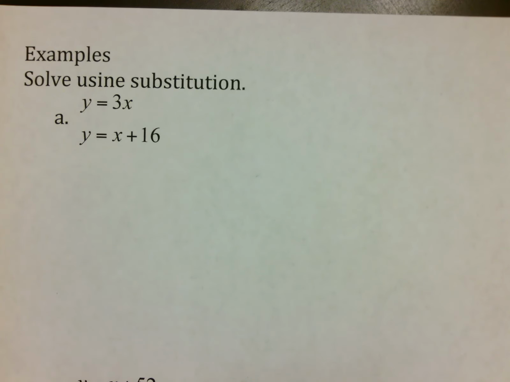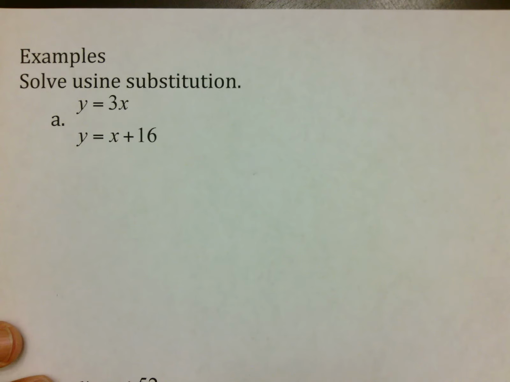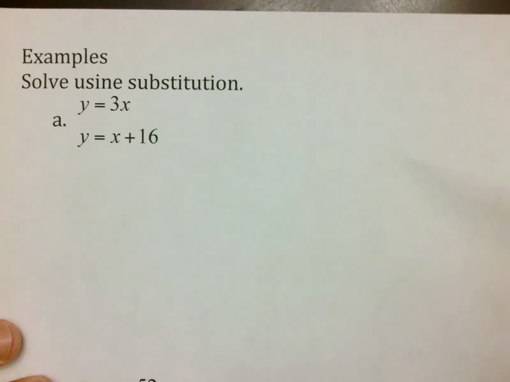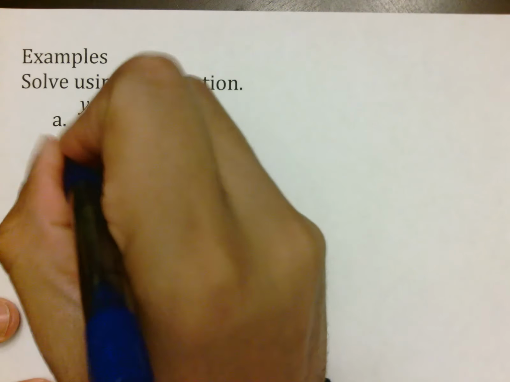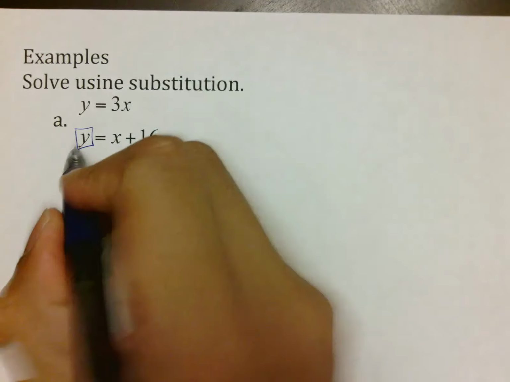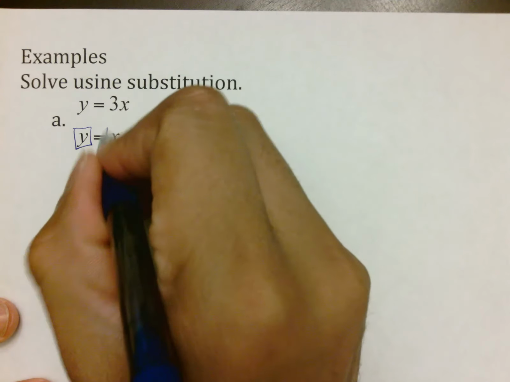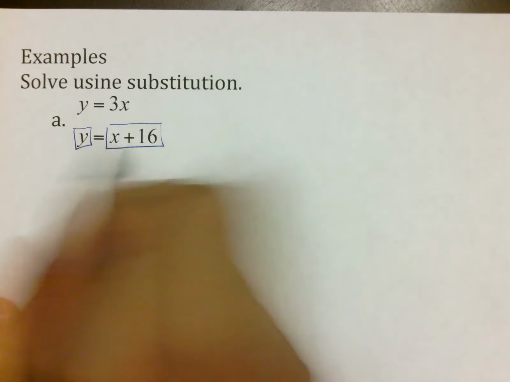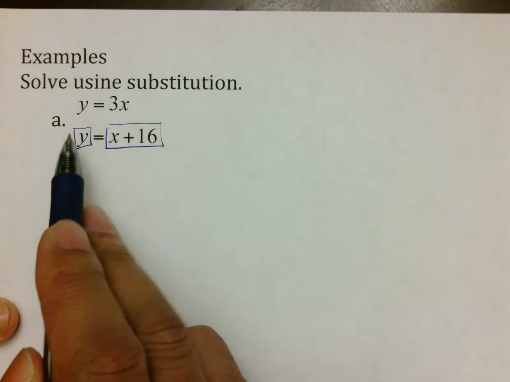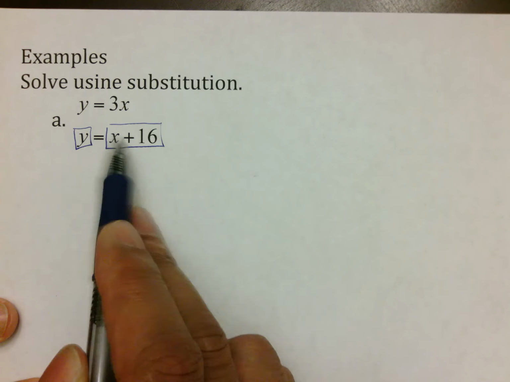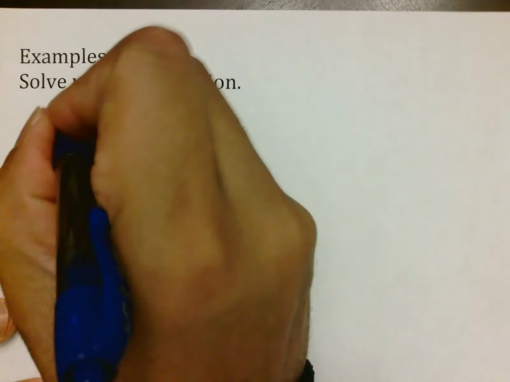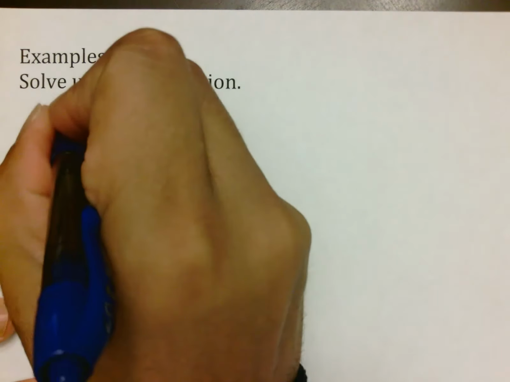So let's just get to some examples and get you some practice. I use what I call the box and switch method, and what I mean by that is if I see a variable all by itself like this y, I'm going to take that y and say that y has the same value in this case as the full x plus 16, because it says y is equal to x plus 16. And so again, if y is equal to x plus 16, then what I'm going to do is put this in for the other y.